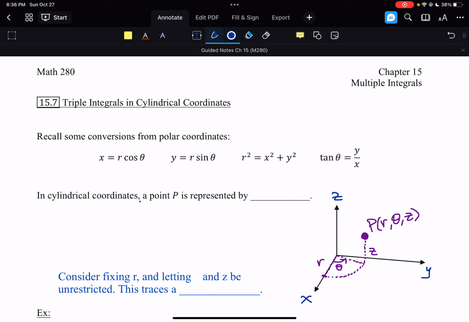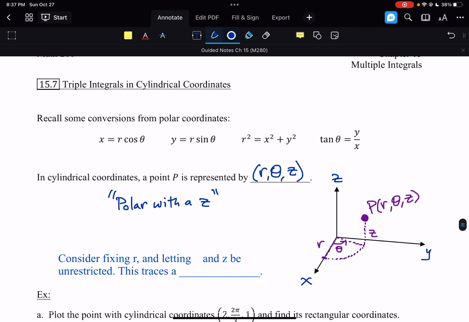In cylindrical coordinates, we're dealing in 3D now. So polar coordinates was always just x's and y's turning into r's and thetas. But in cylindrical coordinates, we also have a z component. So we're going to have an ordered triple r, theta, z. Basically, the way that I describe cylindrical coordinates, it's just polar with a z.